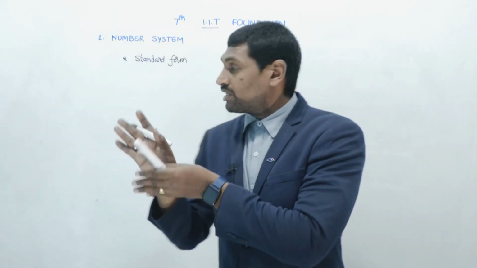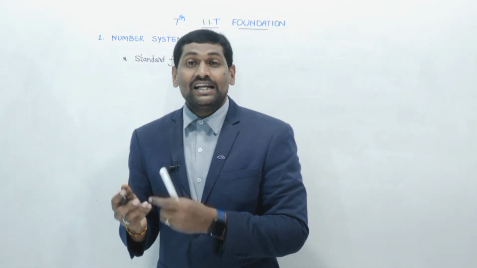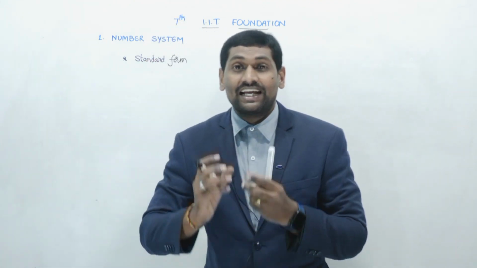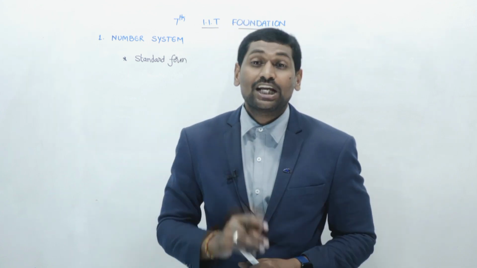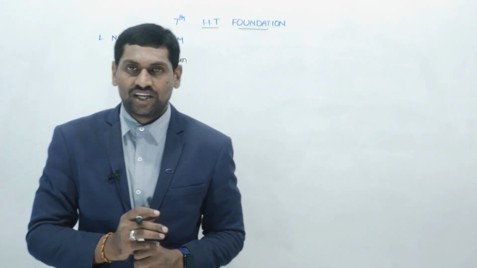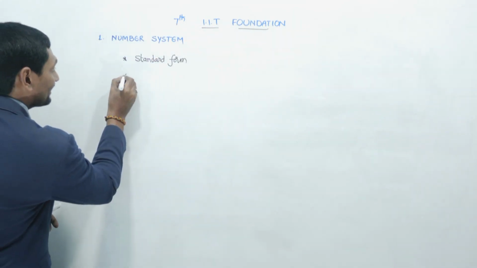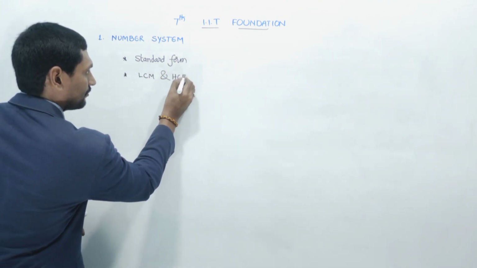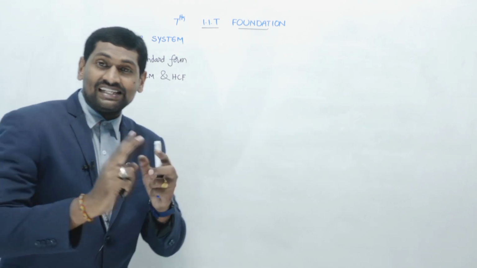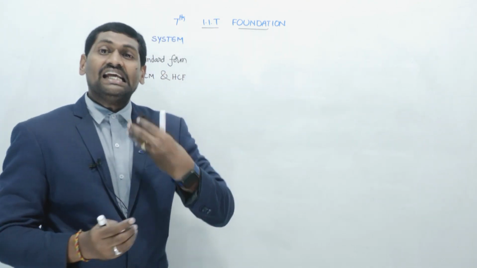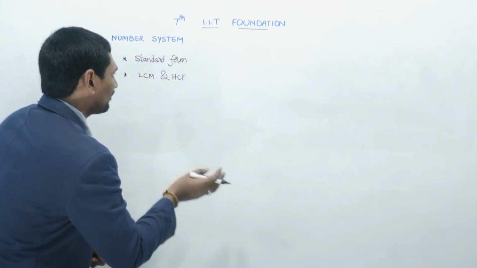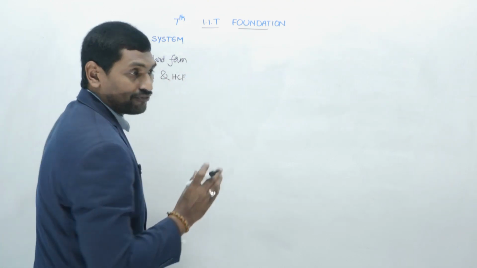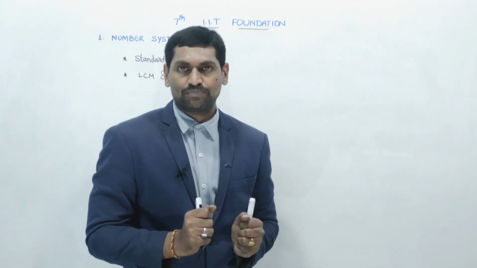In this standard form of a number, we are going to cover the number of factors or number of divisors, sum of divisors and product of divisors of a composite number. Next, LCM and HCF. Second topic is LCM and HCF and their relation also, the relation between LCM and HCF of any two numbers.